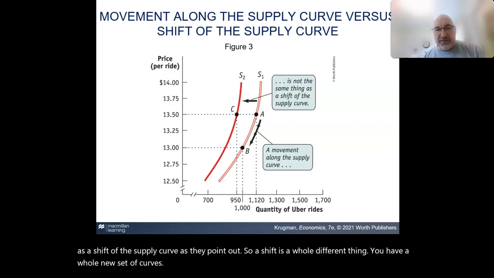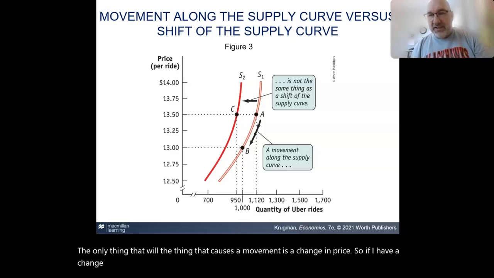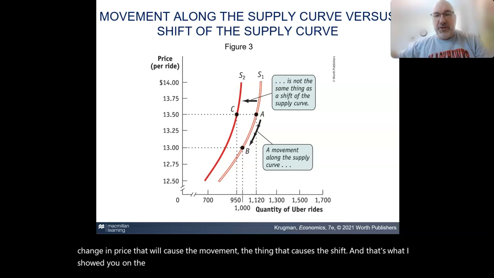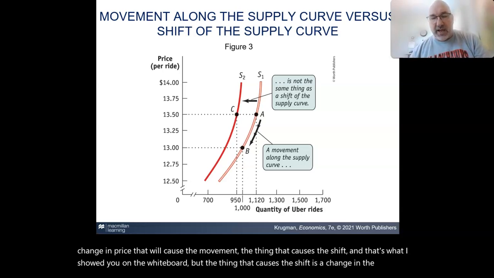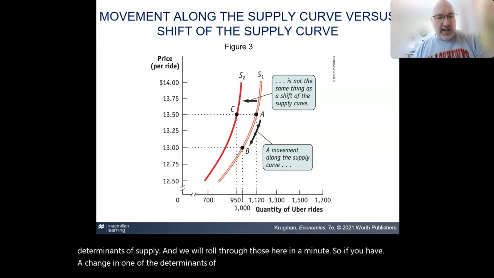The thing that causes a movement is a change in price. So if I have a change in price, that will cause the movement. The thing that causes the shift, and that's what I showed you on the whiteboard, is a change in the determinants of supply. And we will roll through those here in a minute. So if you have a change in one of the determinants of supply, we will have a shift.